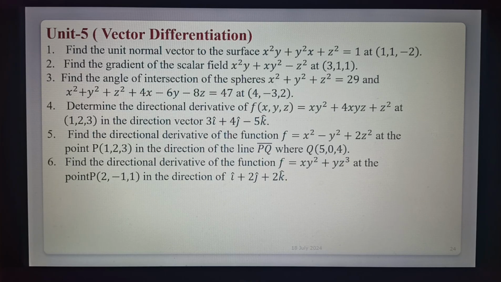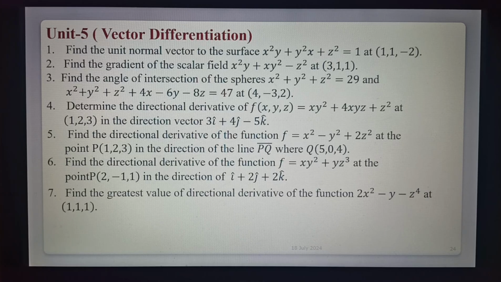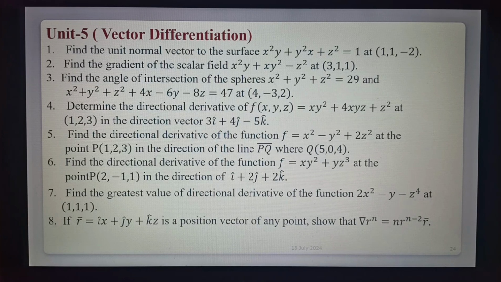Okay. Next one, find the greatest value of the directional derivative of the function 2x square minus y minus z power 4 at 1 comma 1 comma 1. So next one, if r bar is equal to xi plus yj plus zk is a position vector of any point, show that del r power n is equal to n into r power n minus 1 into r bar. This is also an important question.